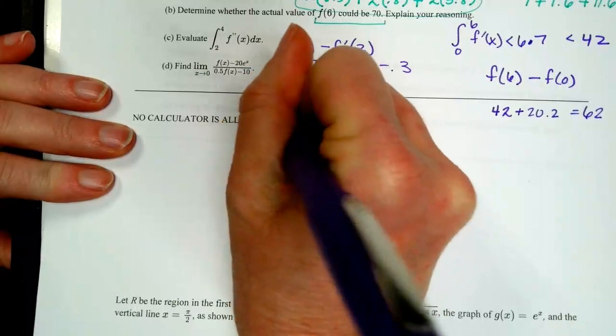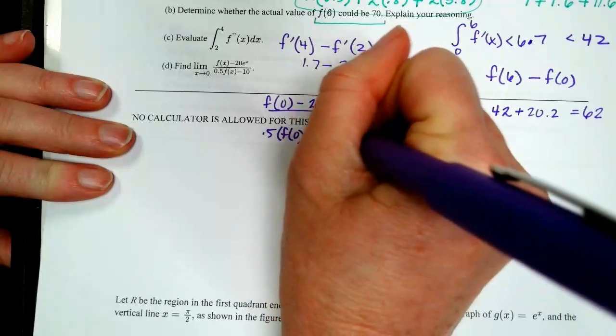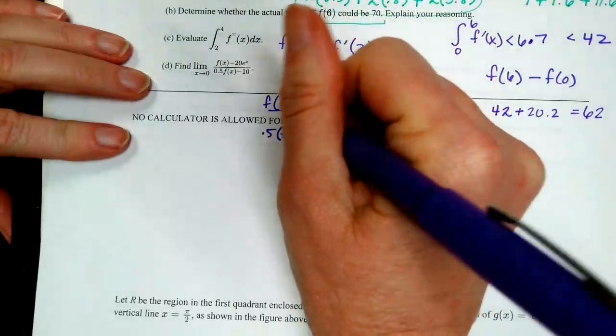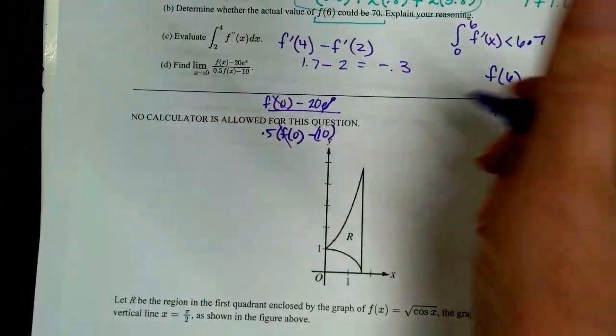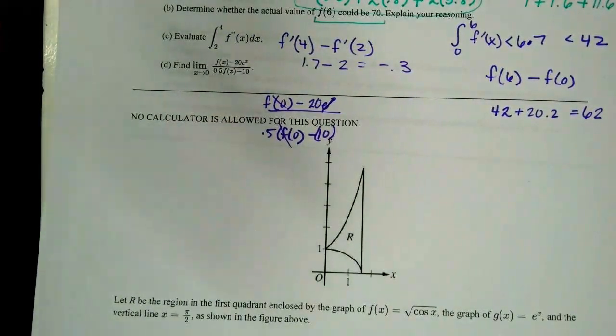Over 0.5 times f of 0 minus 10. It comes out to 0 over 0. Yeah, 0 over 0. So we have to use L'Hopital's rule. That's what I wrote down. And yes, you have to say L'Hopital's rule.